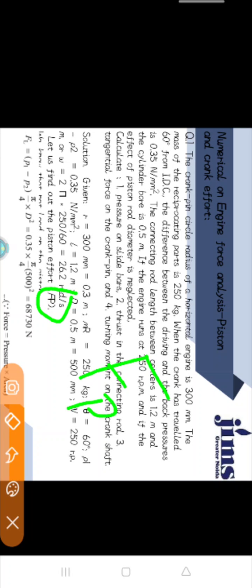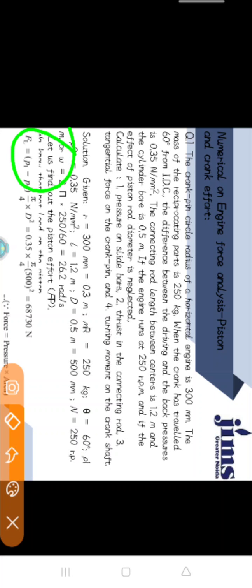For the calculation of FP, we want to calculate the net load on the piston, from the formula FL equals P1 minus P2, that is the difference in pressure, into pi by 4 into d square, that is the area of the cylinder. So we get 0.35 multiplied by pi by 4 into 500 square, and we can calculate the value as 68,730 Newton.